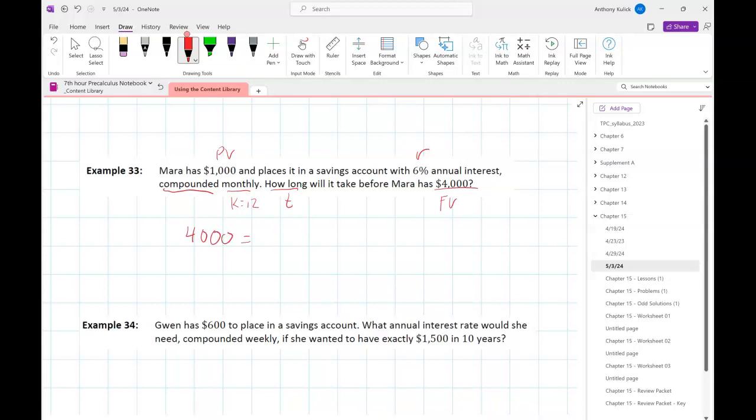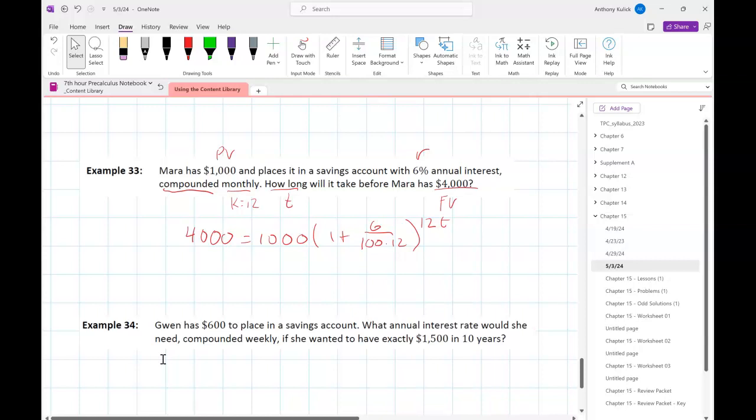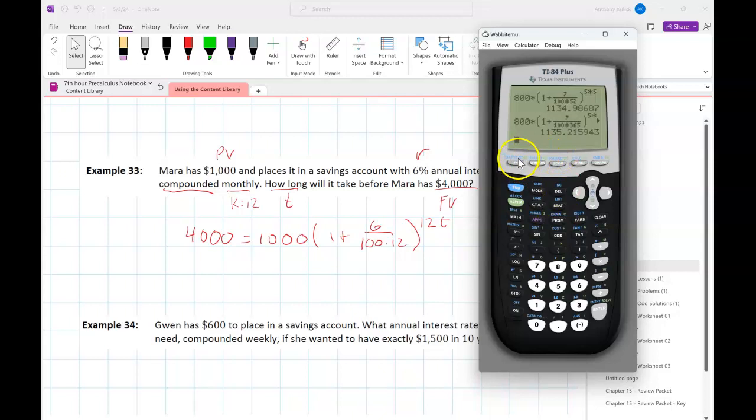So 4,000 equals 1,000 times (1 plus 6 over 100 times 12) to the 12t. Everybody happy there? To solve this, we could graph, or you could do it algebraically. Let's just graph this one. So I'll put 4,000 in y1 and the other expression in y2.